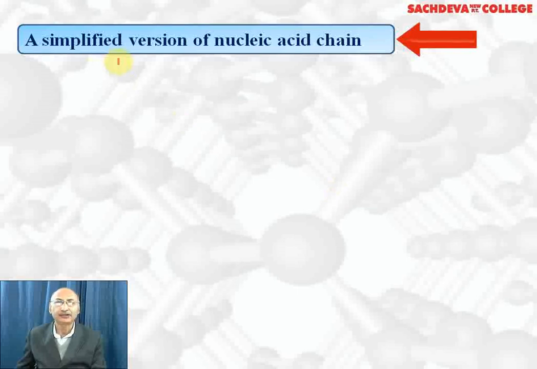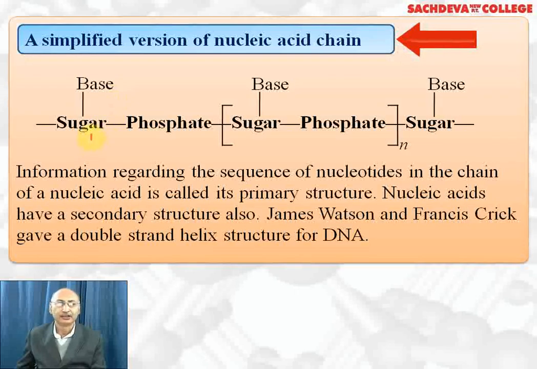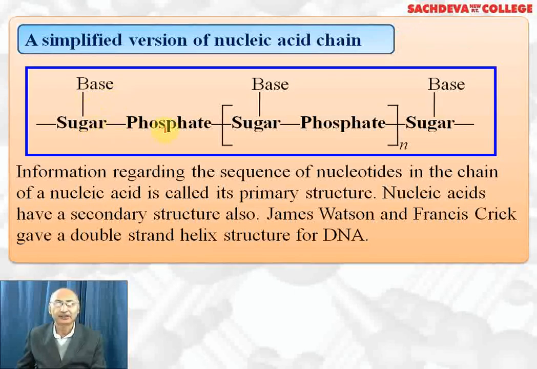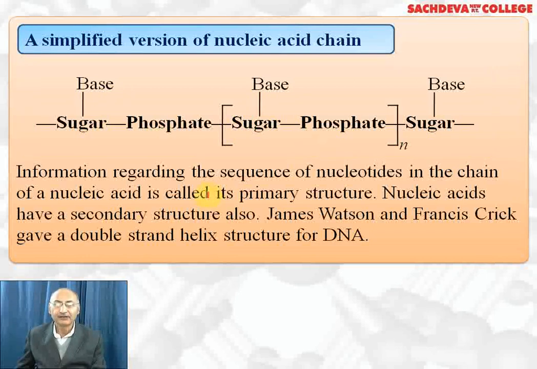A simplified version of nucleic acid chain: sugar is linked with base and phosphate, sugar is linked with base and phosphate, and this polymer is formed, which is the nucleic acid. Information regarding the sequence of nucleotides in the chain of nucleic acid is called its primary structure. Nucleic acids have secondary structure also.